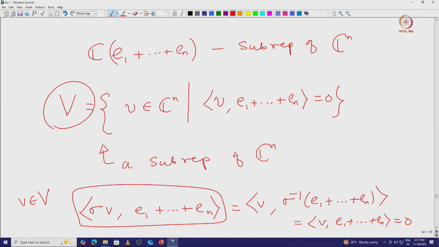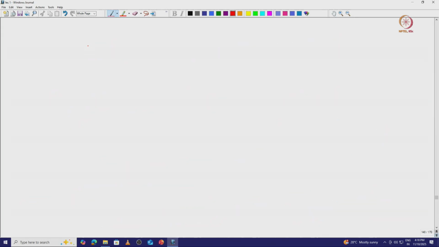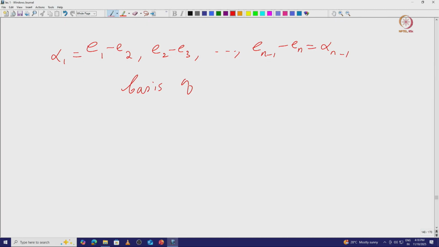But if we just work it out, we can easily see that these Ei minus Ej elements all lie inside capital V, and then we can easily find the basis E1 minus E2, E2 minus E3, etc., En minus 1 minus En. Maybe we can call these alpha 1 etc. alpha n minus 1. These form a basis of this capital V.